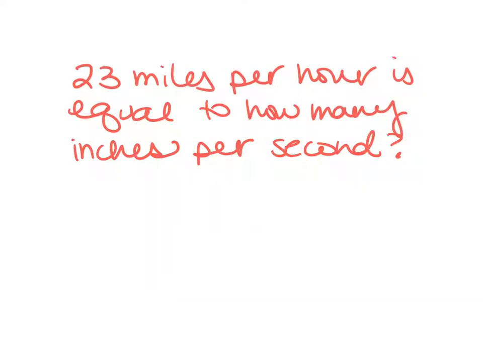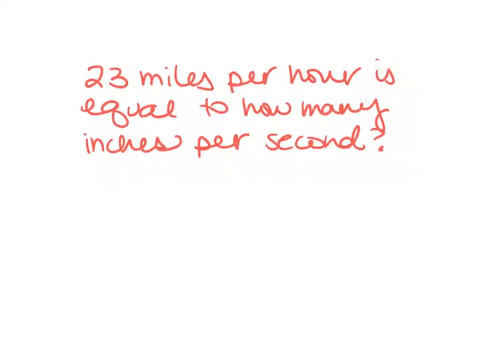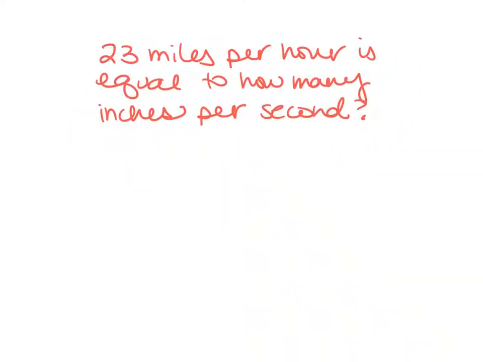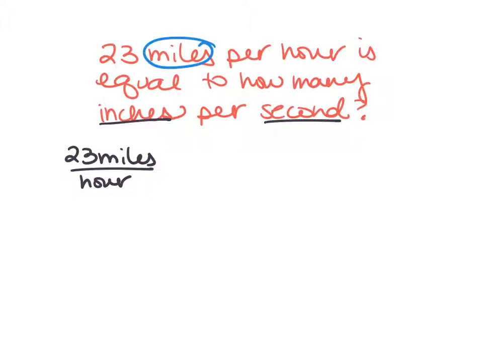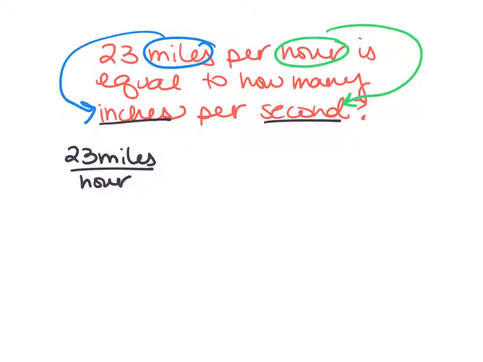Okay, so let's try a little bit more difficult one. Now this one we have 2 units going on here. So we have 23 miles per hour, and we are converting that to inches per second. So that means we're going to have to convert the miles to inches and the hours to seconds.